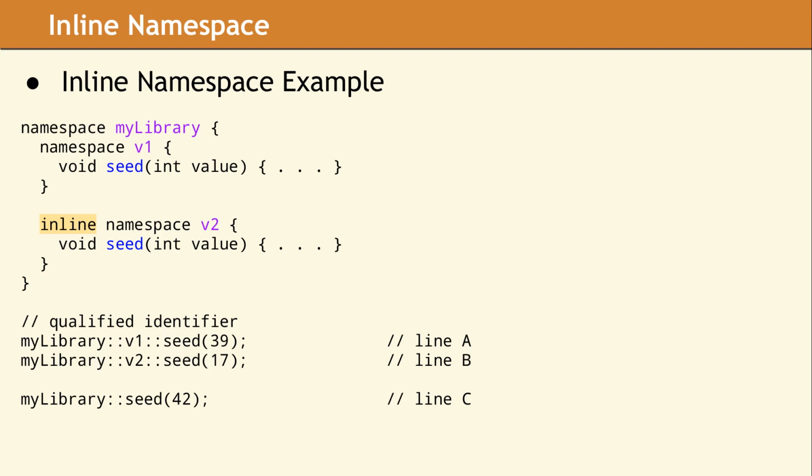When the developers of this library release their next version, the API can be changed without breaking the ABI. The inline keyword will be moved to a new v3 namespace and taken off the v2 namespace. This will allow users of the library to explicitly call one of the older versions of seed if necessary, while having any unqualified calls to seed resolve automatically to the new version in the v3 namespace.